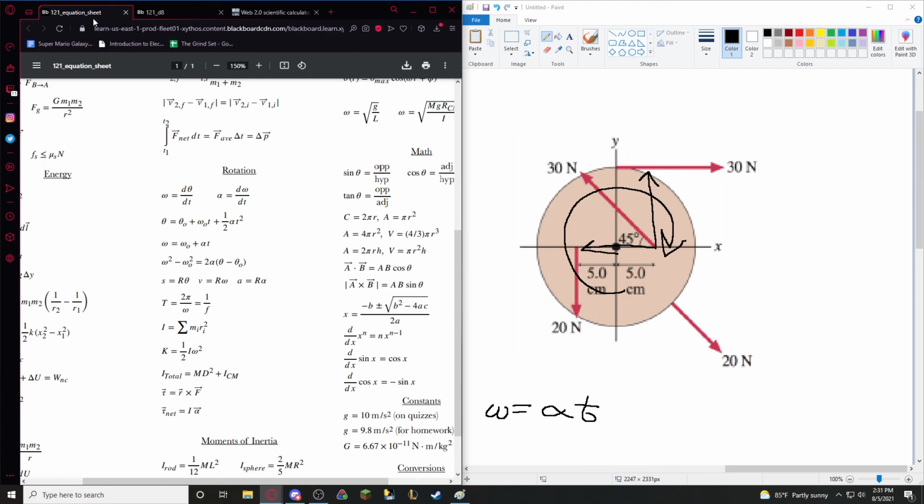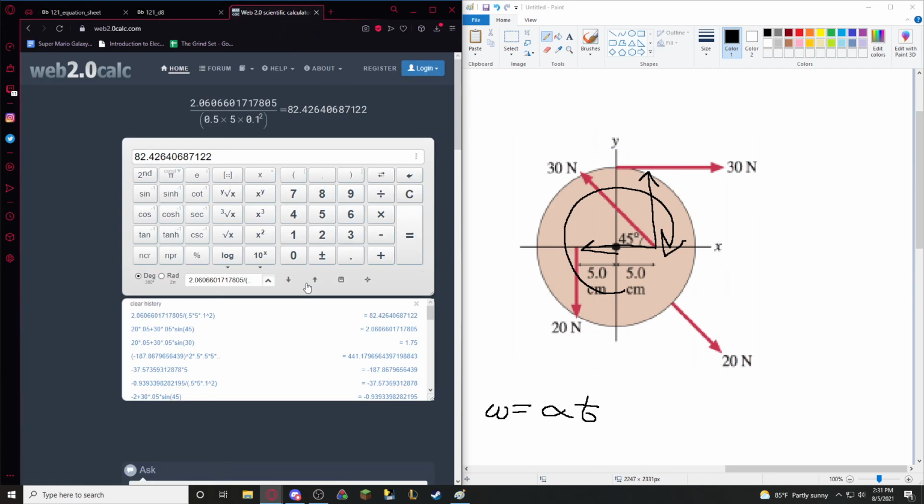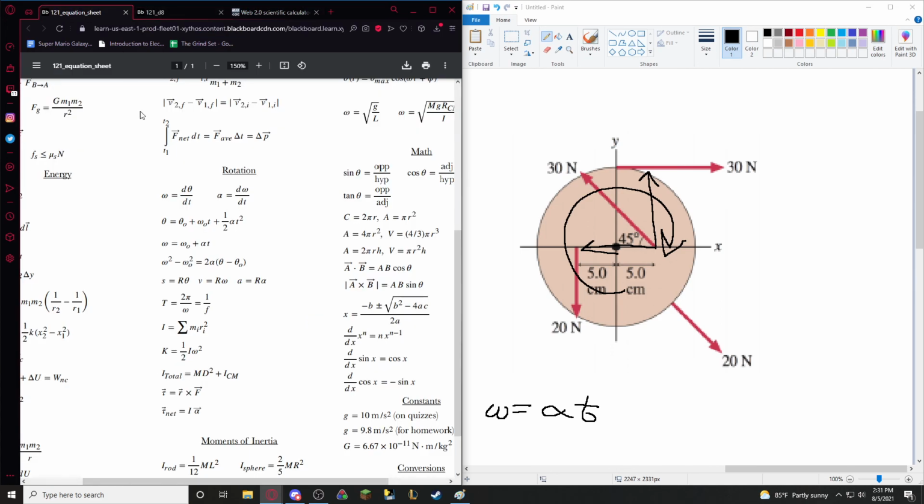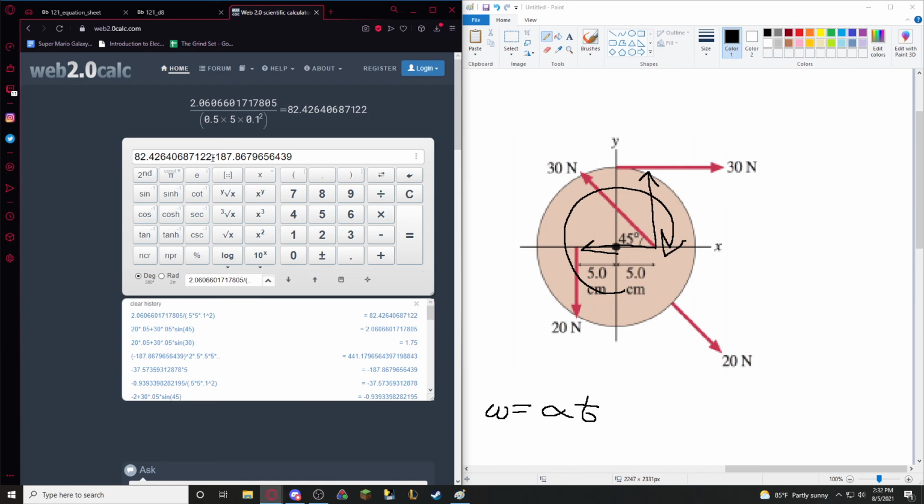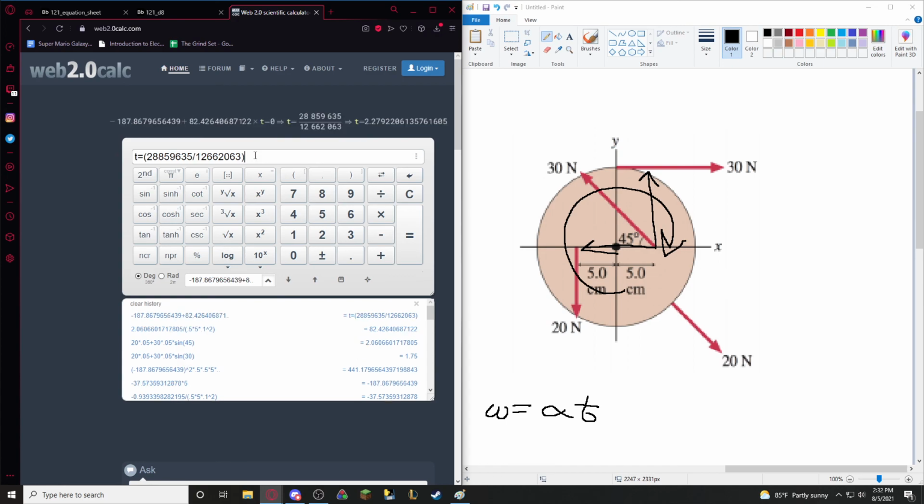So this is our angular acceleration, and then which equation do we end up using? The second one, right? That one? Yep. And so our final, so we have our acceleration, and then we have our initial, plus this times time is equal to 0. And so it's going to take us about 2.28 seconds to come to rest.